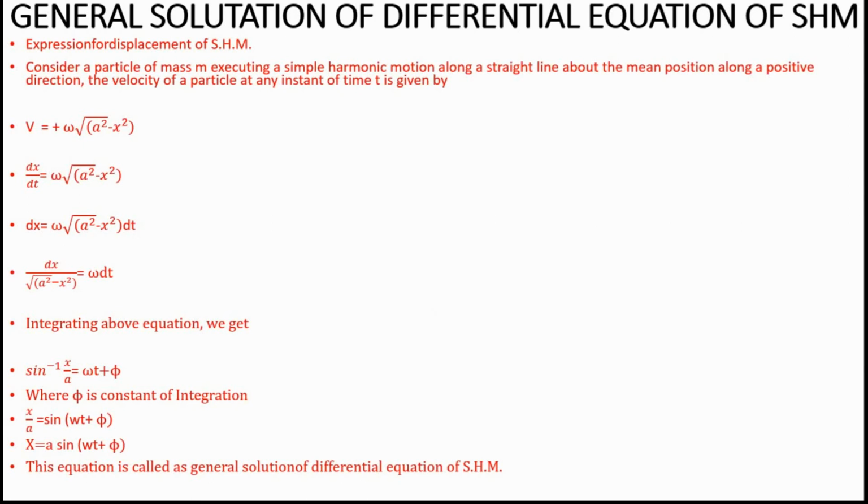So x upon a is equal to sin of omega t plus phi, which means x is equal to a sin omega t plus phi. This equation is called the general solution of the differential equation.